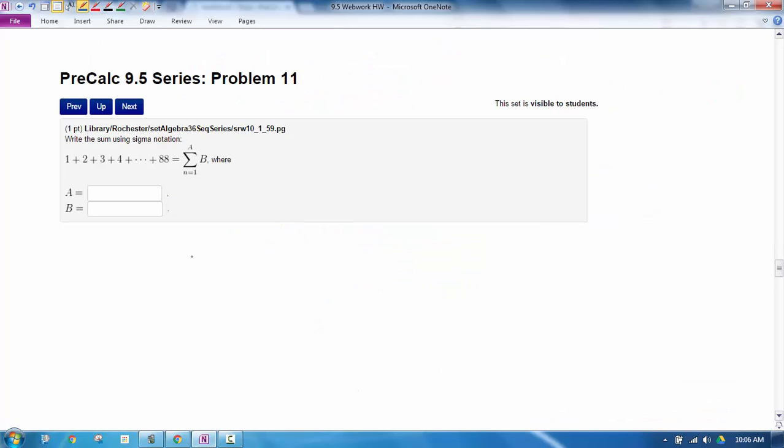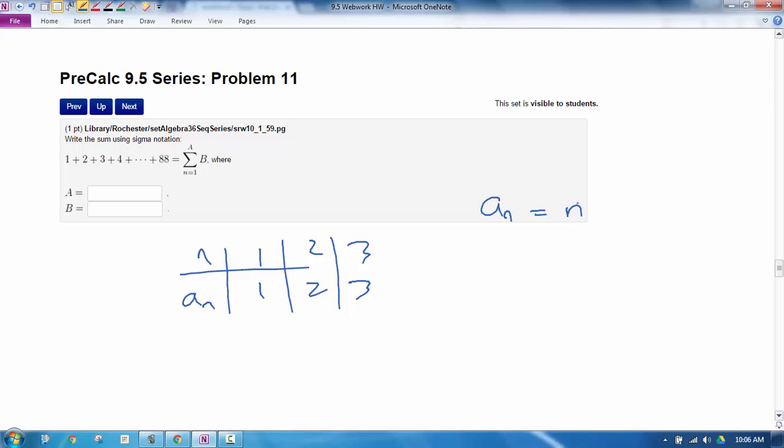This next one's a pretty easy one. If you start writing out this sequence, you have n and a sub n. The first term is 1 for the sequence. The second term is 2. The third term is 3. And it's not hard to see that our sequence then is just n. Plug in 1, we get 1 out. Plug in 2, we get 2 out, and so on. So that means that if we're doing the sigma notation, we're adding up n as n goes from 1 to 88. So a is 88 and b is n.